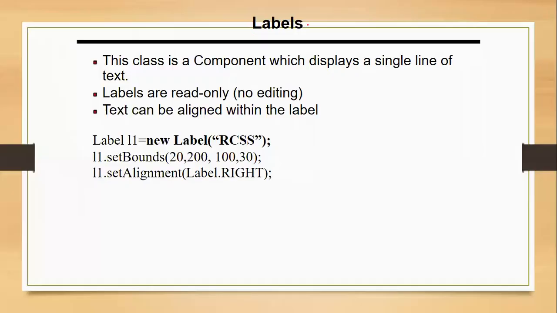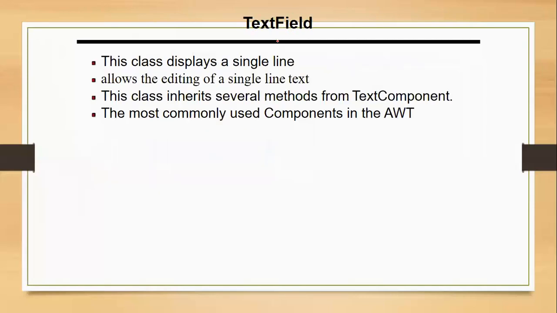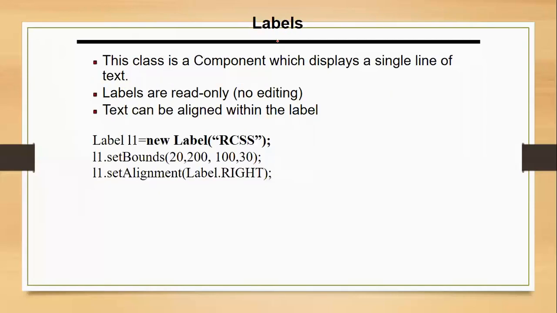Okay, next we'll see how to create a label. I hope you know the difference between a label and a text field. Labels are read only. You can do no editing in it. Text can be written on the label. You have the same method, set bounds. A label is created the same way you create a button. You can even do alignment for it. You can do a right aligning or a left aligning.